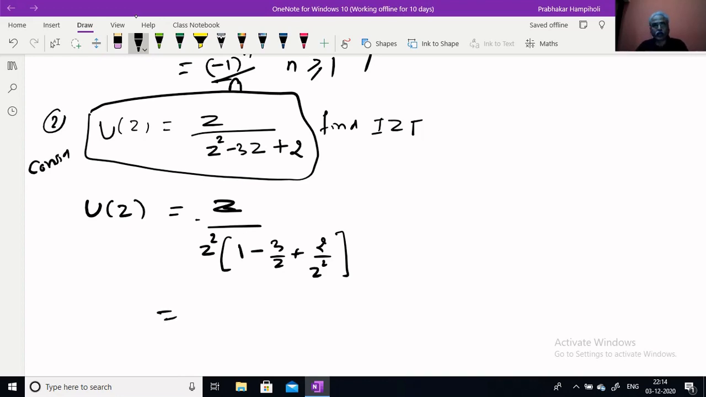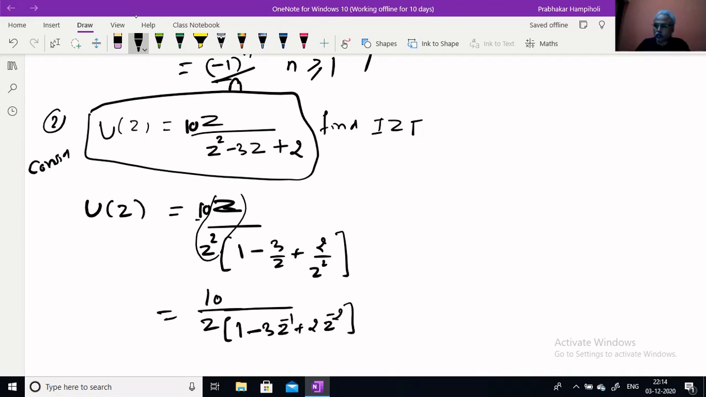Suppose there may be some constants also here. It may not always be 1 by z. Suppose I take 10z here. Let me take this example only, 10z here. So what does it become now? If you simplify this part, it becomes 10 by z into 1 minus 3 times z raised to minus 1 plus 2 times z raised to minus 2.